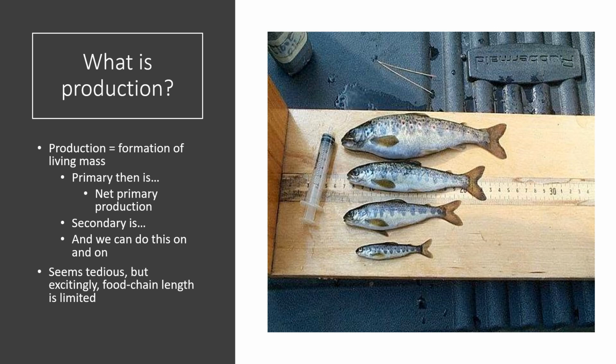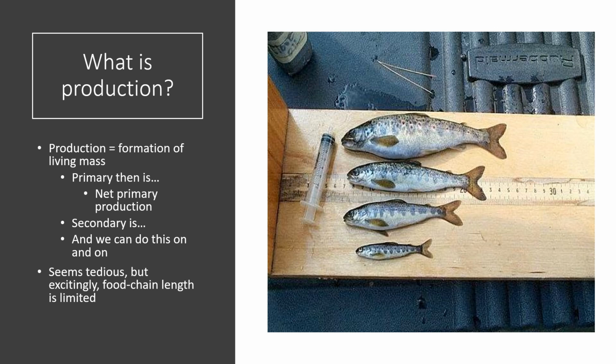So what is production? Well, production is the formation of living mass. The picture on the right is a good example of that. These fish start off small, and at some point they get larger, and as they get larger, they put on more and more mass, and that mass has to come from materials that they're consuming. So theoretically, we should be able to keep track of where all that mass is coming from and ultimately where it's going to end up, and we should be able to keep tabs on how that mass is being acquired. You can do that for primary producers.